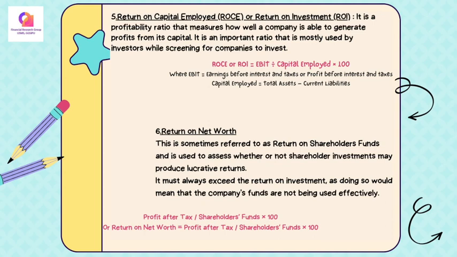Sixth is return on net worth. This ratio sometimes is referred to as return on shareholders' funds and is used to assess whether or not shareholder investments may produce lucrative returns. It must also exceed the return on investment, as failing to do so could mean that the company's funds are not being used efficiently.